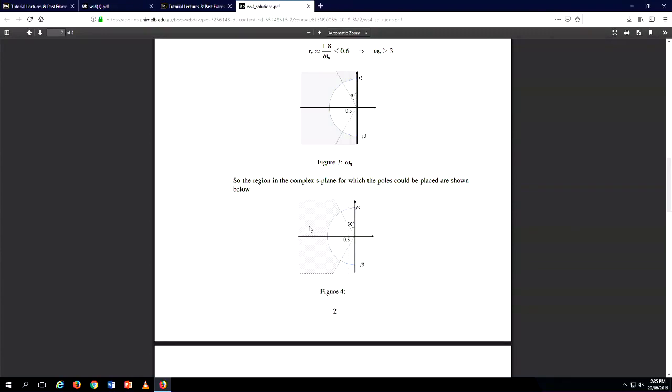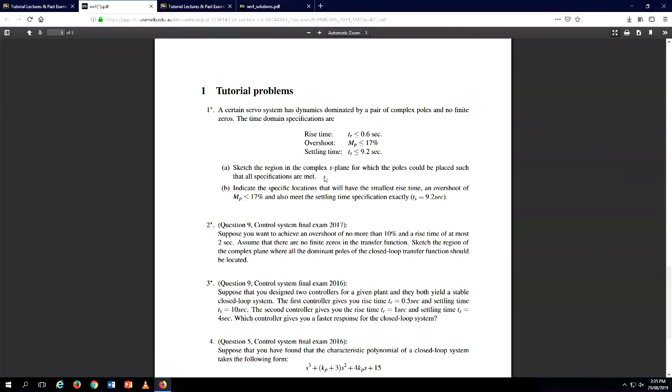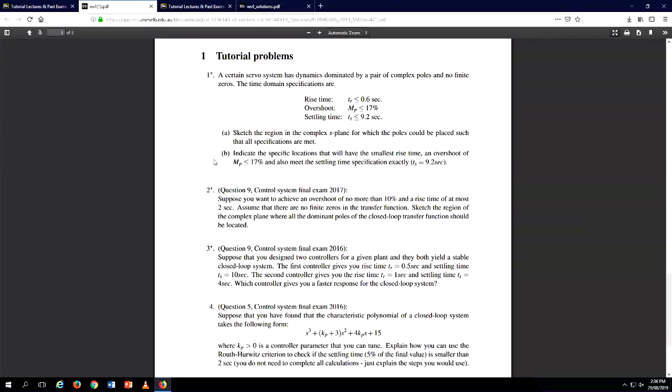If you remember, we did root locus today. In general, you would first be asked to translate specifications into locations of closed-loop poles, and then play with controller parameters to see whether you can place the poles in the desired region. That's the design. In this specific example, we were just asked to first specify the region, and then it says here, indicate the specific location that will have the smallest rise time, an overshoot of smaller than 70%, and also meet the settling time specification exactly. So now we are looking at part B.